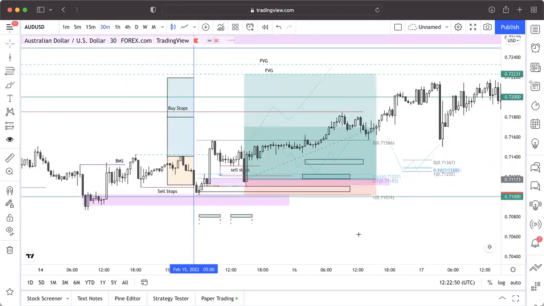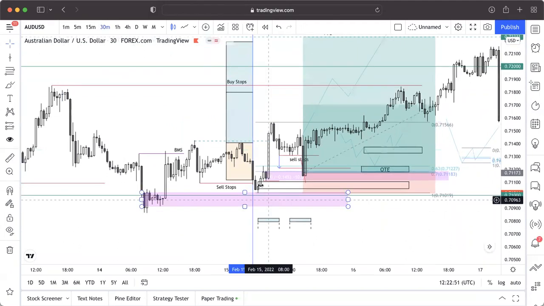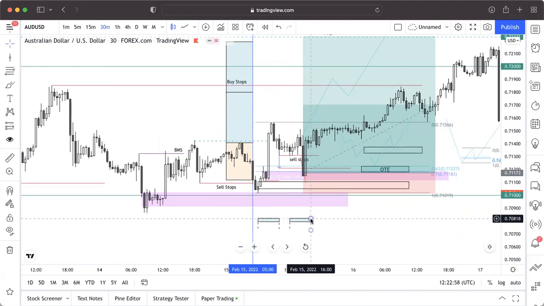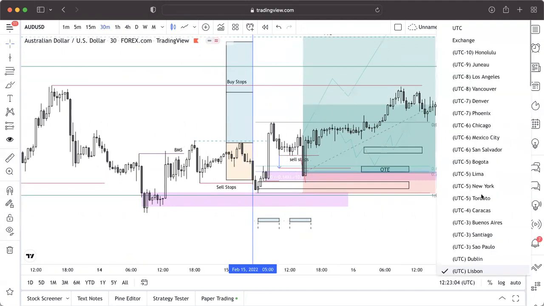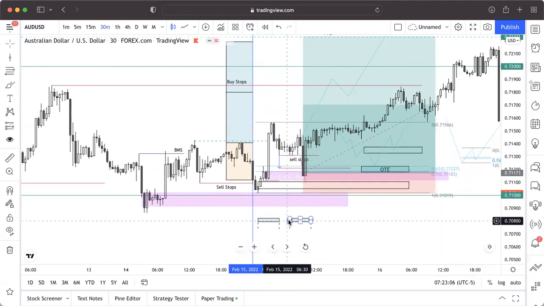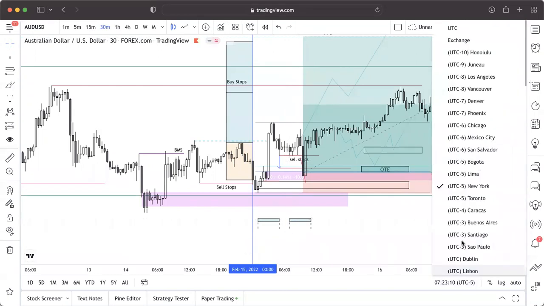So if you look at the pattern here, we had obviously London bullish, and then the market traded back into the New York open kill zone. Now, which is 7 a.m. to 11 according to New York time. So according to New York time, it's 7 to 11.